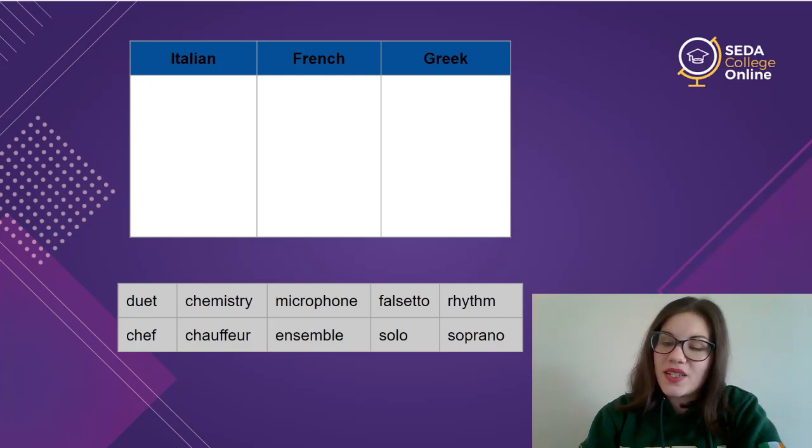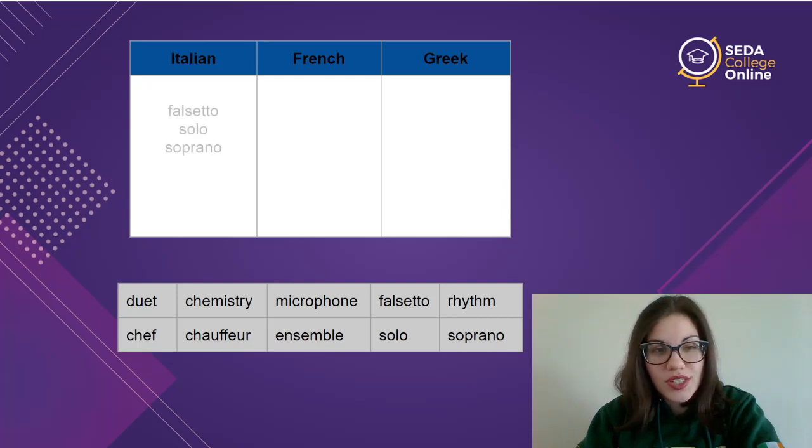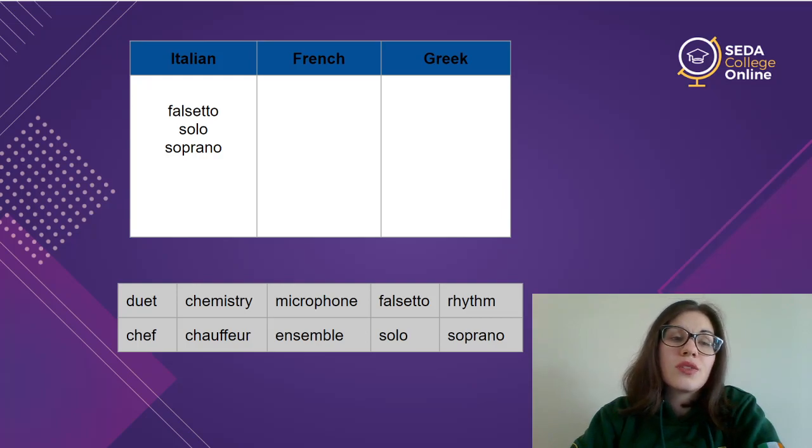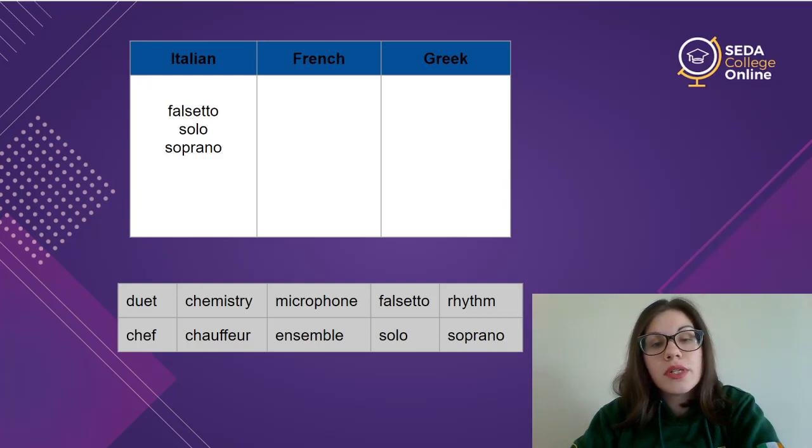So let's take a look at the Italian words. Of course, falsetto. Generally, if you see endings like that, like etto, it brings to mind the Italian language, solo, and soprano. And generally, you see that these words are related to music. A lot of words related to music, and a lot of words related to coffee come from the Italian language anyway.